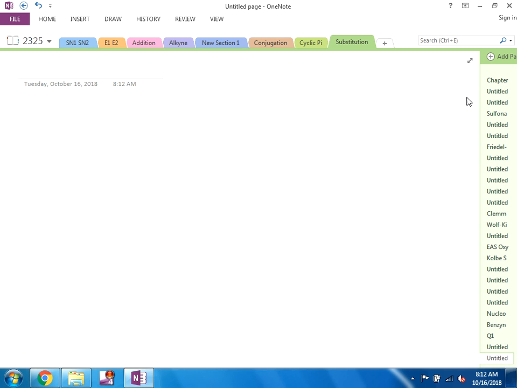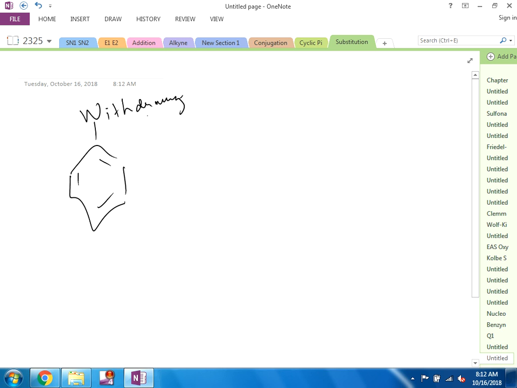Now, what if they're not donors? What if they're like a carbonyl or a nitro group or something like that? For that, I'm going to put a W here. W is going to be for withdrawing. Something that does not have a dot and actually is electron deficient, so you can definitely see either a partial positive charge or a positive charge on there. In that case, again, you can put a star on here, but in this case, the stars mean electron deficiency.